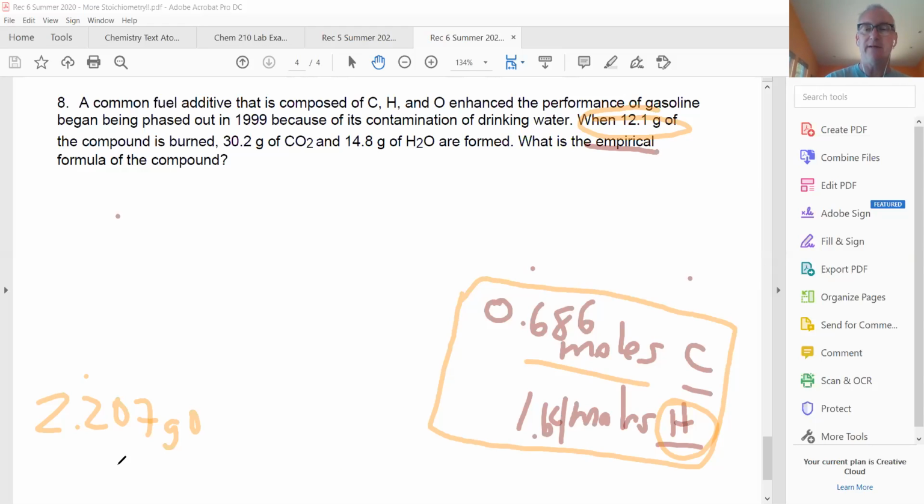The answer I'm looking for is the empirical formula. And we said that is the lowest ratio of moles of each one of the constituent atoms. So it would be the ratio of C to H to O. Well, I've got moles of carbon and moles of hydrogen, but I have grams of oxygen. So what's my next step?